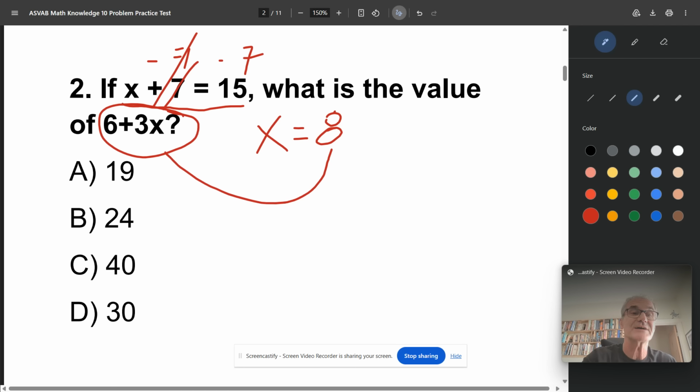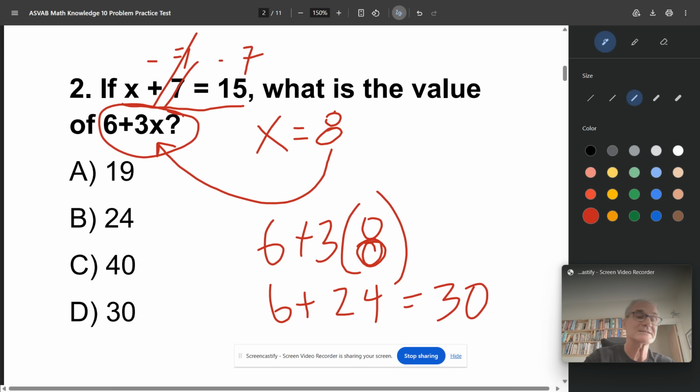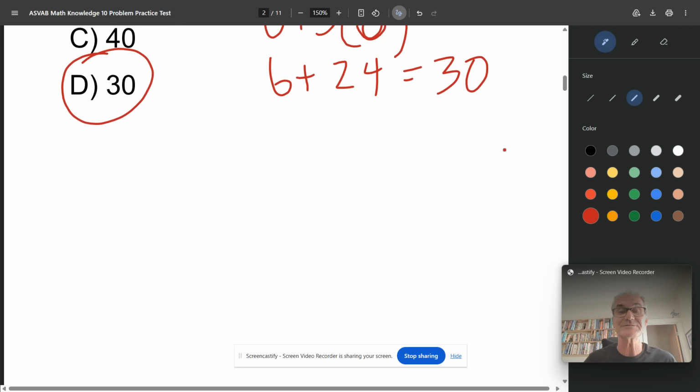I could take that value of x and plug it in there to get 6 plus 3 times x, and x and 8 are the same. So I plug that 8 in right there for x. Now I have 6 plus 3 times 8 is 24. Remembering I have to do multiplication before addition, PEMDAS. 6 plus 24 is 30. Correct answer, answer D right there. You're 2 for 2 so far.